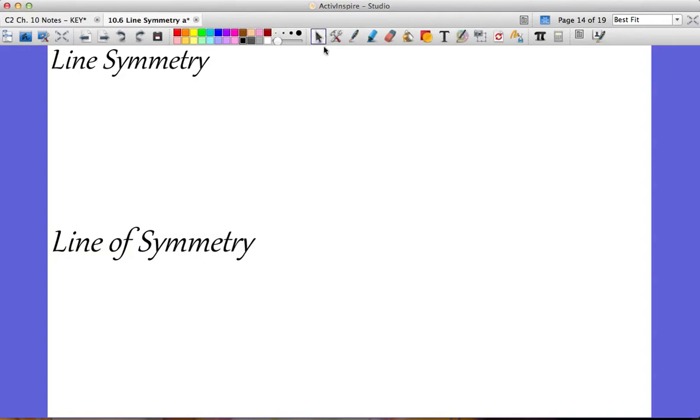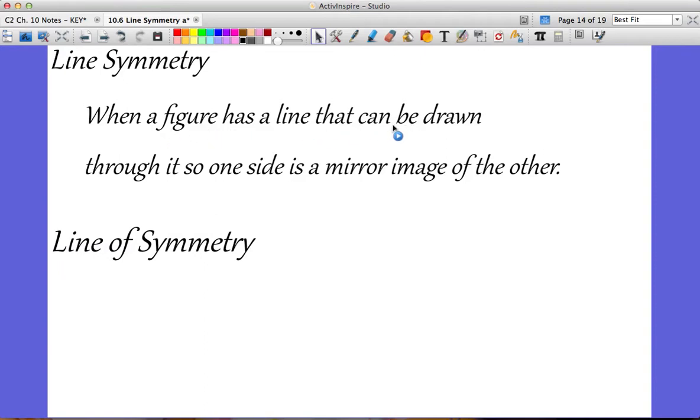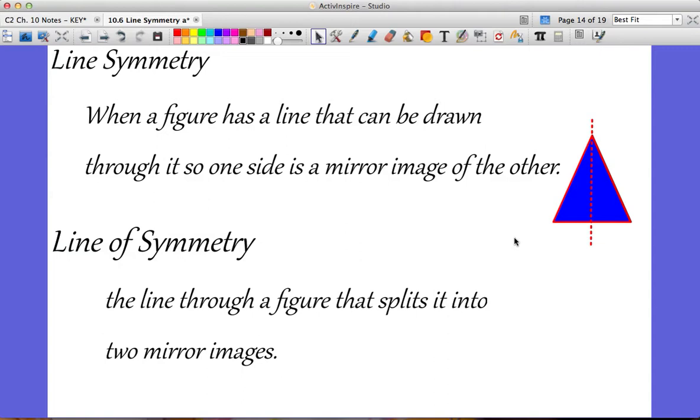Right, the next thing that we're going to talk about is line symmetry. Line symmetry is when a figure has a line that can be drawn through it so one side is a mirror image of the other. Right, so if I look at this triangle, I can draw this line through it, and if I fold it in half, this side matches up exactly with this side. The line of symmetry is the line through a figure that splits it into the two mirror images. So in this case, this line right here is the line of symmetry. So you can say this shape has line symmetry, and this is the line of symmetry.